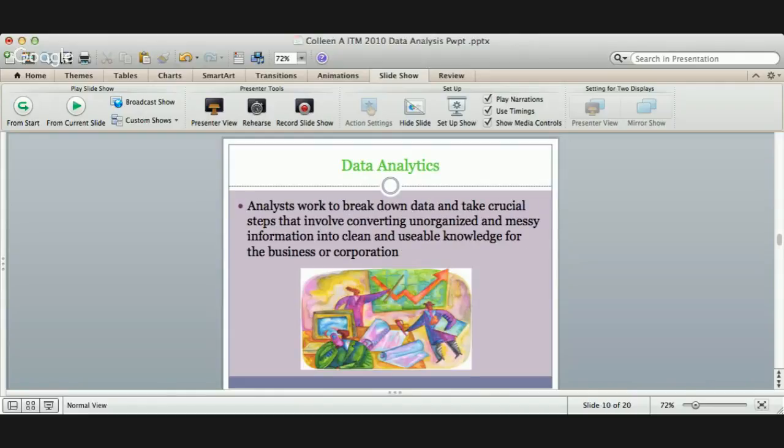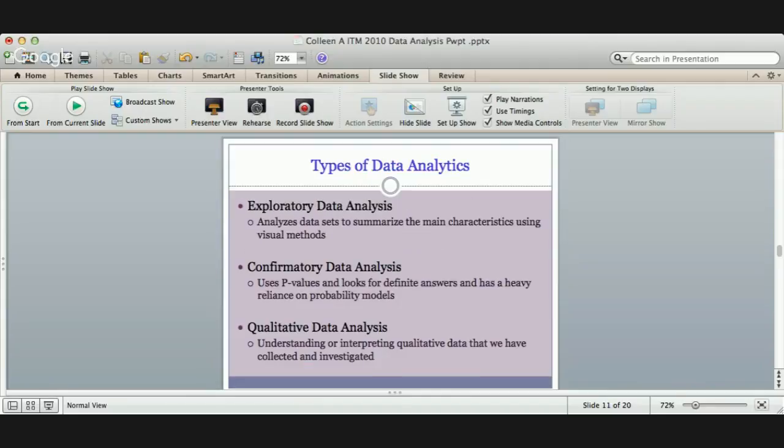Analysis work is to break down data and to take crucial steps that involve converting unorganized and messy information into clean and usable knowledge for the business or corporation. It's a very organized-based study.